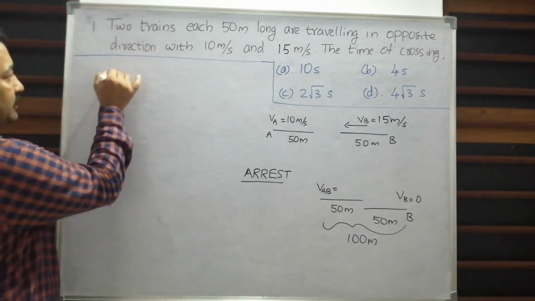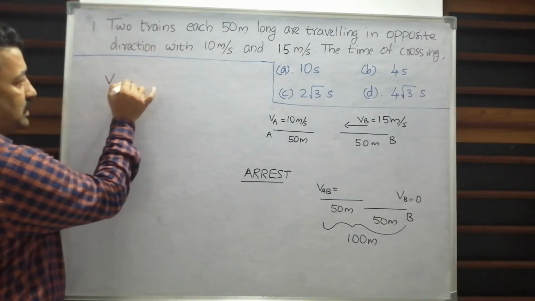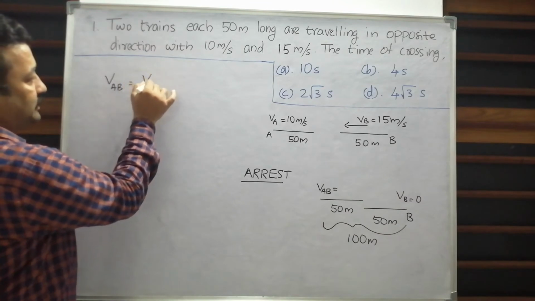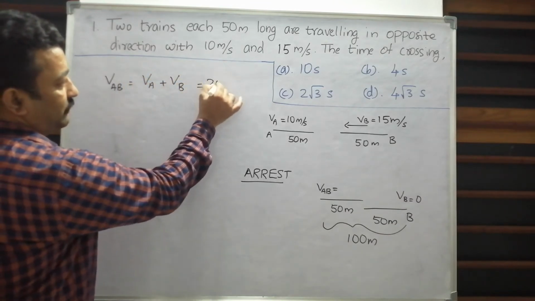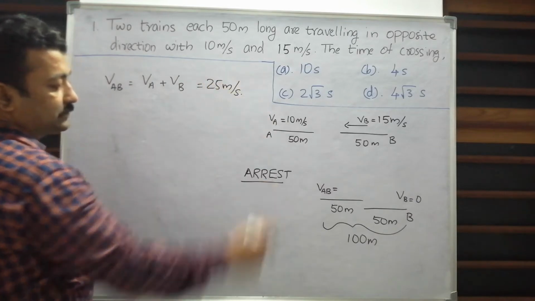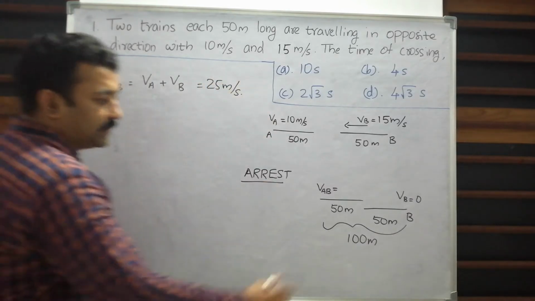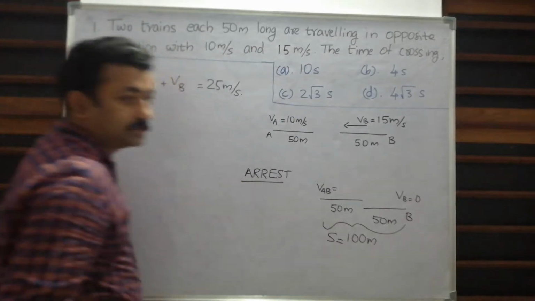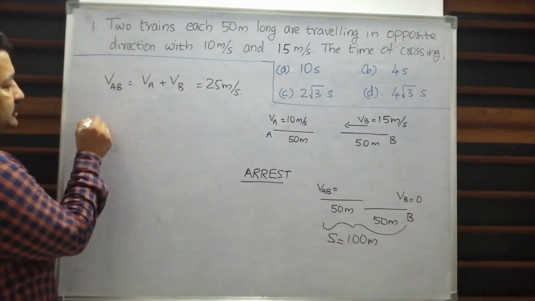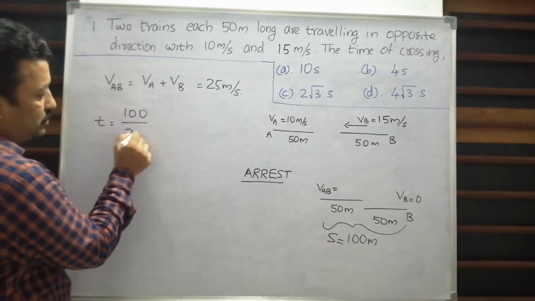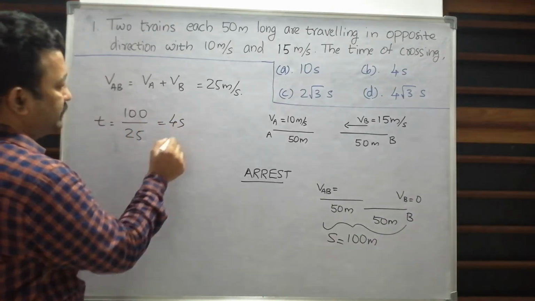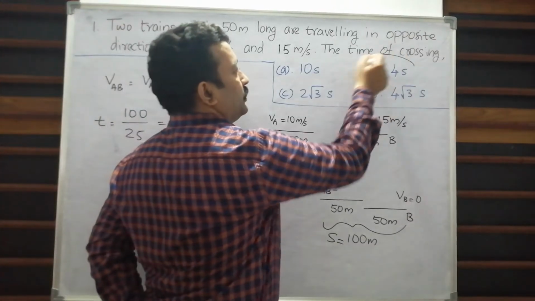We know what is relative velocity of A with respect to B. They are in the opposite direction, so we will get VA plus VB, that is 25 meters per second. We got the velocity and we got the distance to be travelled. What is the time taken? That is simple for you. 100 by 25, 4 seconds is the answer.